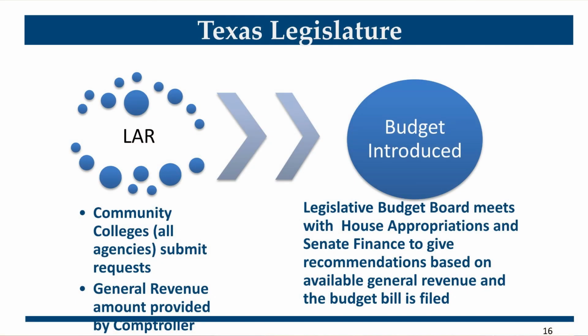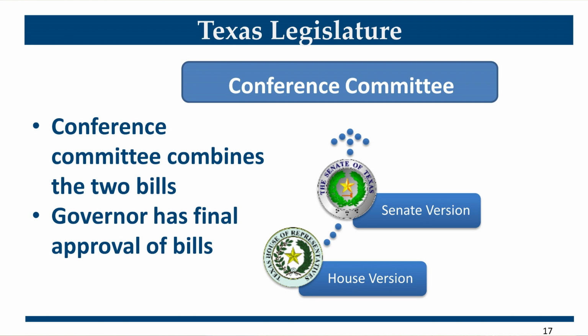As we move into the session, the Legislative Budget Board has gotten all these LARs, and then the House and the Senate present their budget bills. This year, the House will take the lead on the budget, and that gets introduced. If it was just three boxes like this, it would be great, but you have the House version, you have the Senate version, and then in the end, there's a conference committee. And we are actively involved.